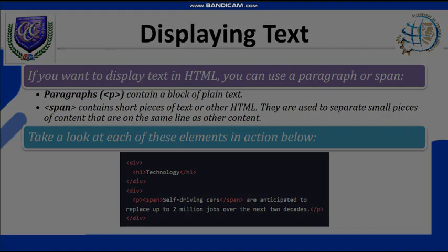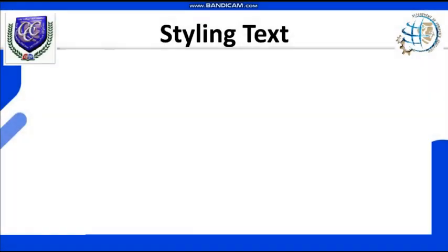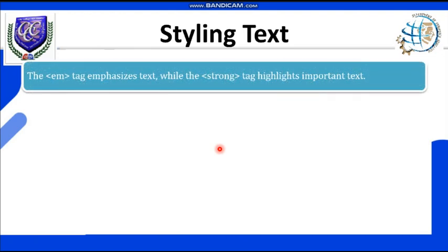The next thing that we are going to talk about is how to style text. You can also style text using HTML tags. Katulad po ng em tag or emphasis tag. It will emphasize the text while the strong tag highlights important text. Now, if you will see, parang nag-create ka ng italic text in your paragraph using the em tag. While the strong tag, you create a strong or parang bolded highlight sa iyong text.